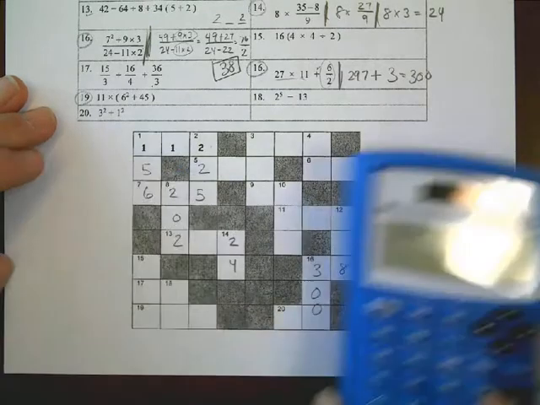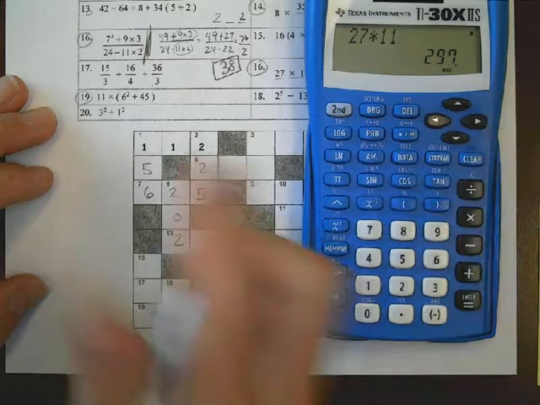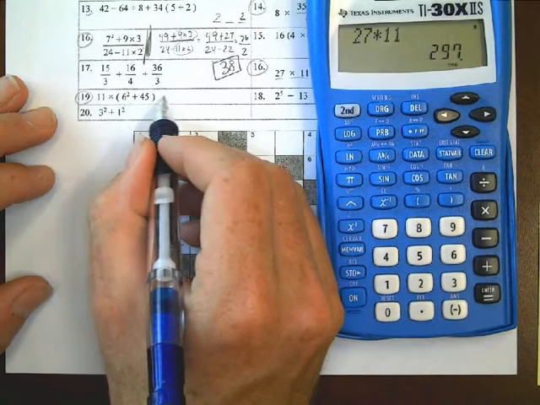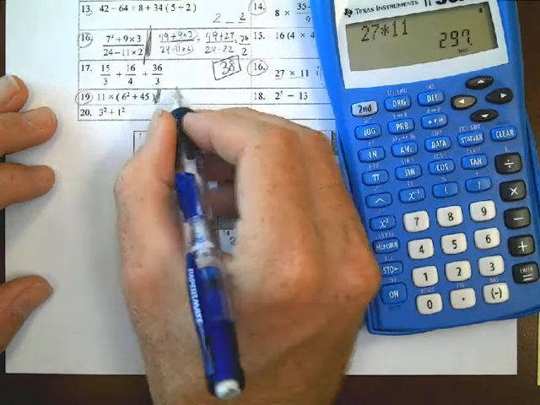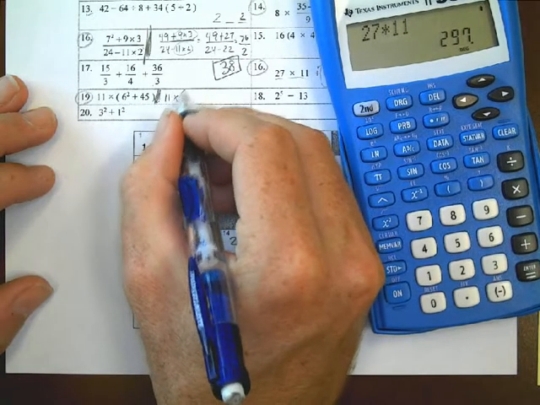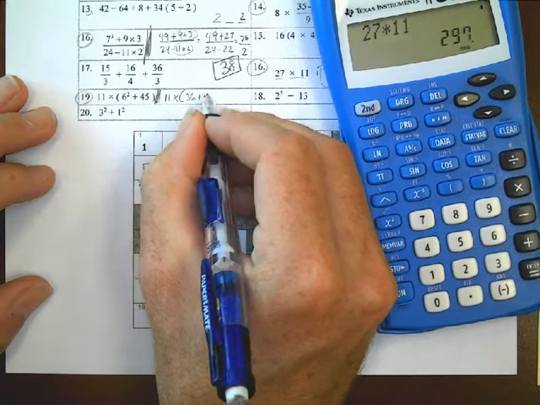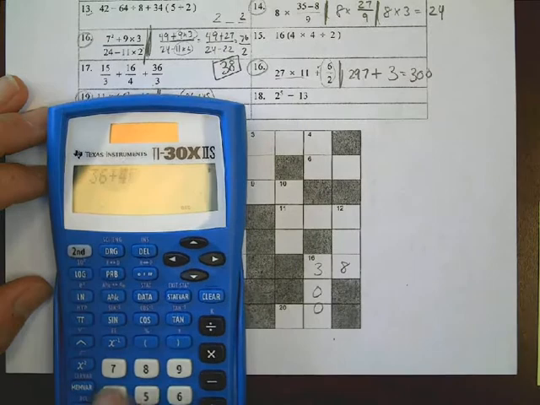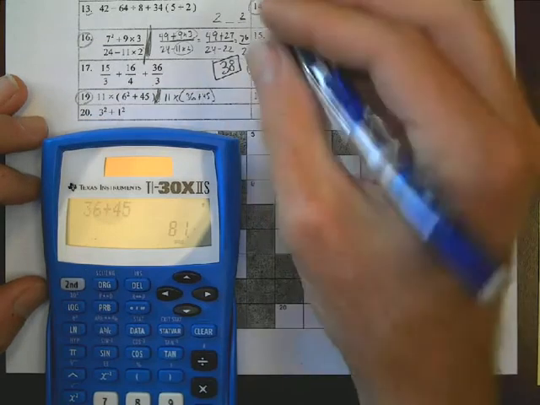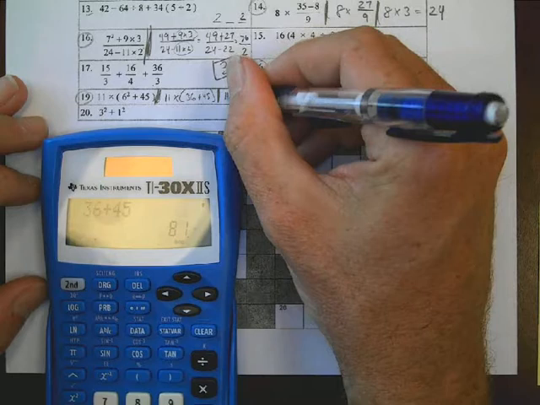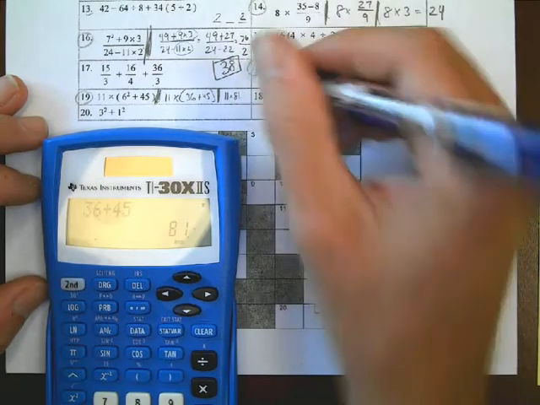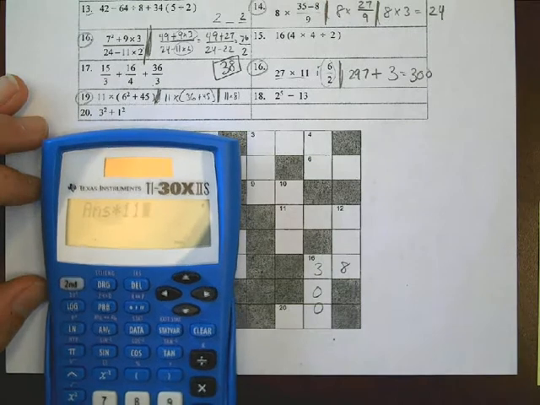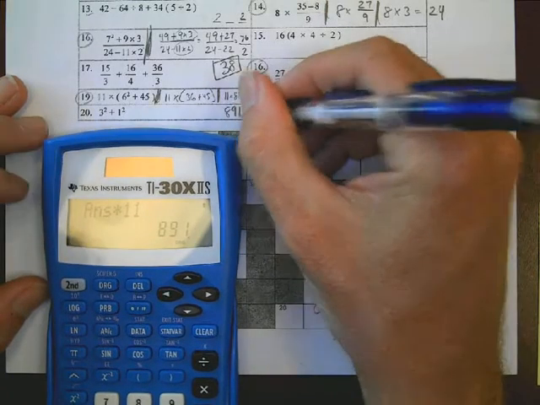And one last one, taking a look at number 11 across. I'm going to start with what's in the parentheses first. I have 6 squared, which is 36. So this becomes 11 times (36 plus 45). I'm going to add 36 and 45 together. So I have 81 on the inside here. So this becomes 11 times 81. I do not know what 11 times 81 is, so I do it. 11 times 81, and I get 891 for 11 across.